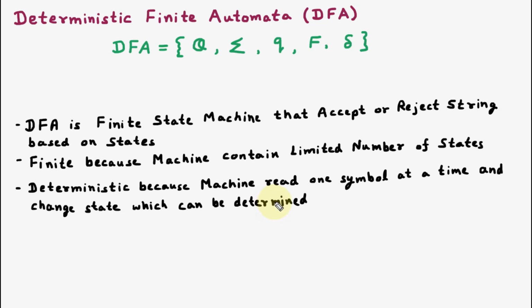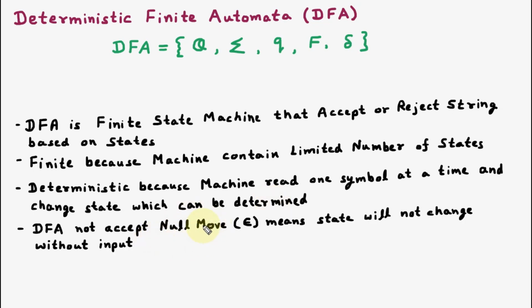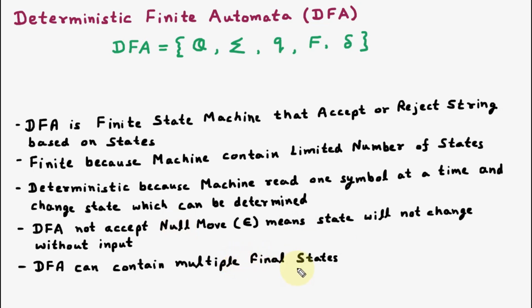That means the states will not change without any input. Null move means epsilon. So in DFA, if we provide the epsilon, in that case the state will not change, because the state will only change when we provide some input. And epsilon or the null move is not treated as an input in DFA. Next thing is DFA can contain multiple final states. There can be multiple final states in the DFA.